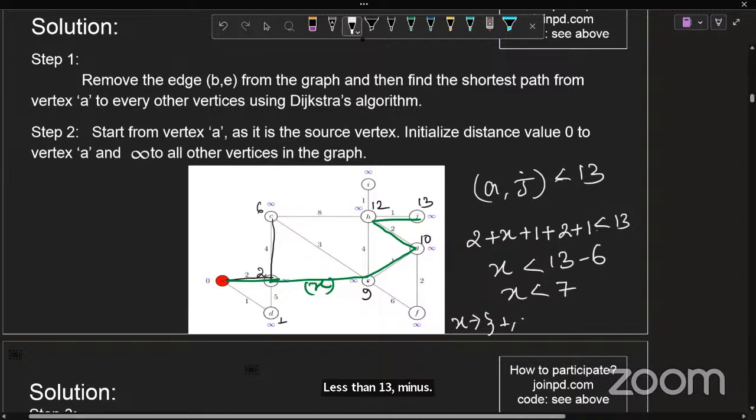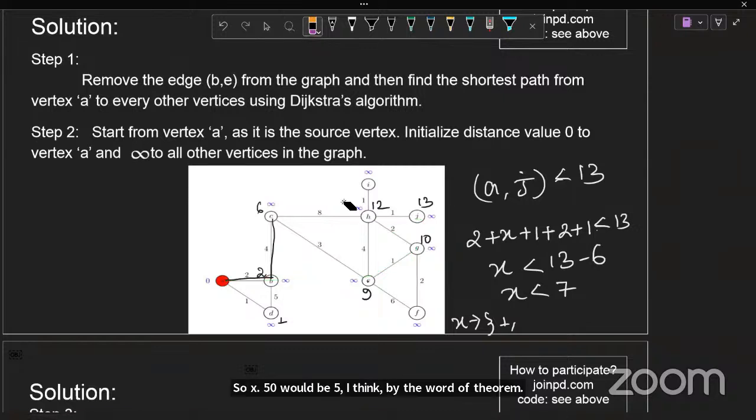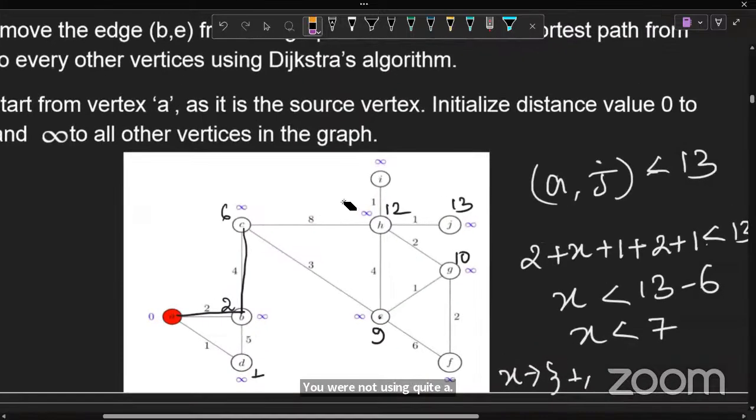So what are the values of x? The x value would be 5, I think, by the Pythagoras theorem. We are not using Pythagoras theorem here. We are just adding the values. This is not a triangle type of thing. Okay, this is not a triangle. Let me increase this.